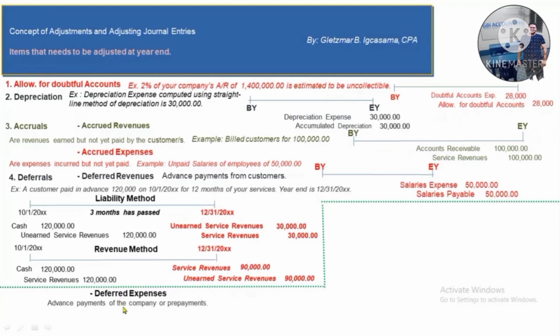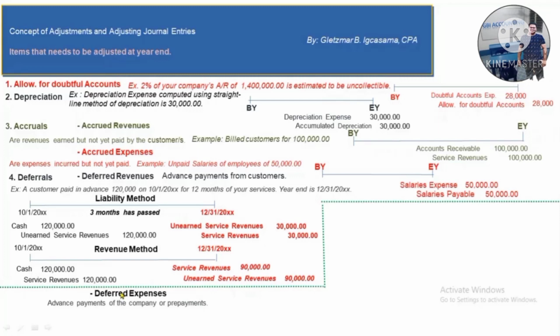I would like to emphasize that the revenue method is used by companies who are sure that they will earn advance payments from customers in a short period of time. For example, your company is sure to earn the advance payments in just 3 days.